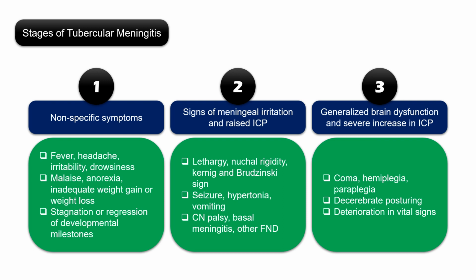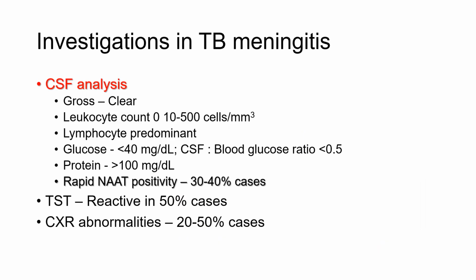And as discussed earlier, the earlier we intervene, the better the outcome. If we intervene in stage 1, the patient will improve more. If we intervene in stage 2 or 3, the chances of recovery will obviously be less than if we had intervened in stage 1. So what are the investigations in tubercular meningitis? Obviously, as in any other form of meningitis, we will have to do CSF study.